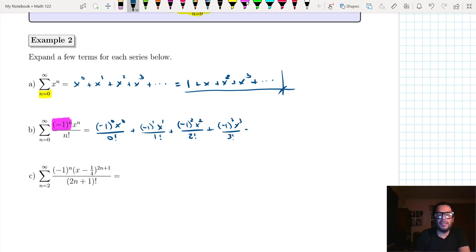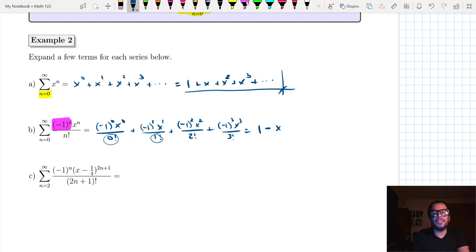So what is 0 factorial? By definition, we say 0 factorial is 1. So this one right here is 1. Negative 1 to the 0 is plus 1. x to the 0 is plus 1. So all we're left with here is a 1. I'm not going to write the plus sign yet. I'm going to write first the answer to raising negative 1 to the first power, which in this case is negative 1, so that's going to be a negative. x to the first power is simply x, and 1 factorial is simply 1. I don't need to write that 1 in the denominator.